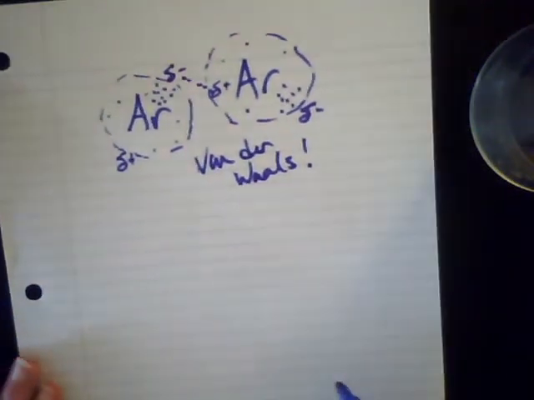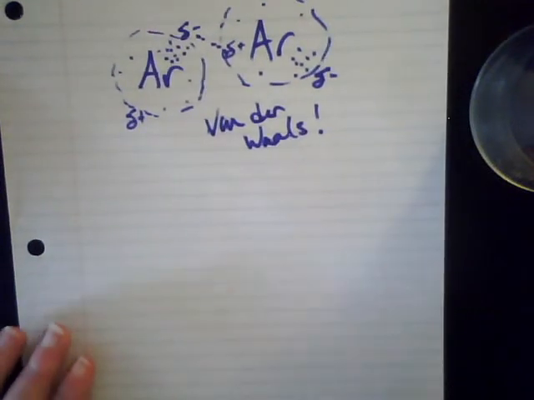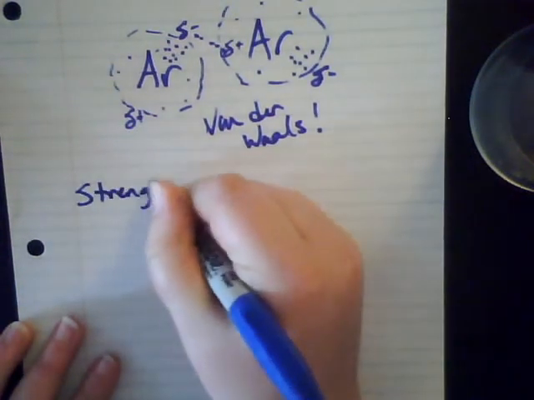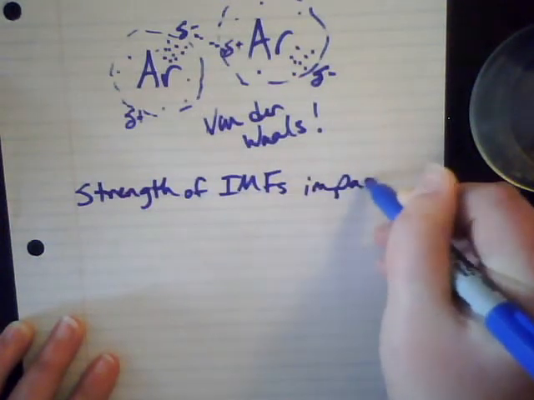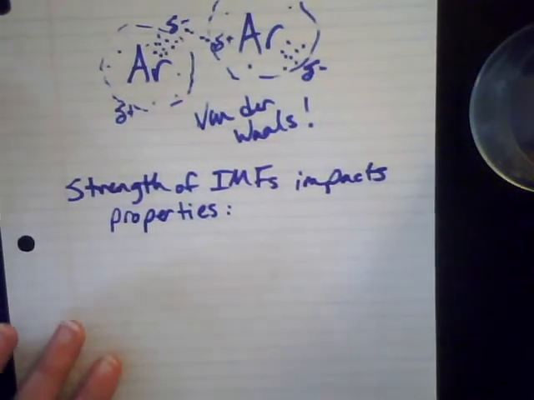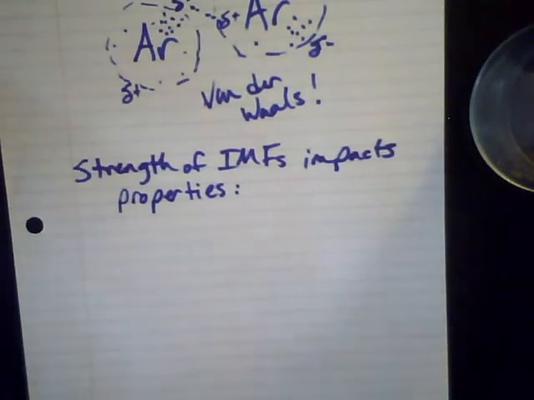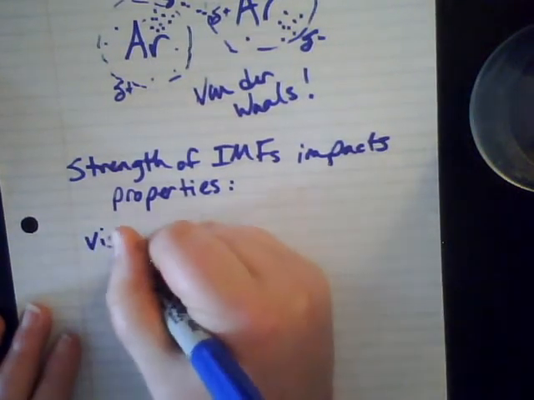Now the strength of these attractive forces, so we kind of introduced the three, the strength of the attractive forces impacts different properties, again, specifically in liquids. So I want to talk about those briefly. I'm going to talk about how the strength of these IMFs actually impacts the properties of these liquids, and then I'm going to talk about how you determine which IMFs are present in any given sample. So the first property that it impacts is viscosity.